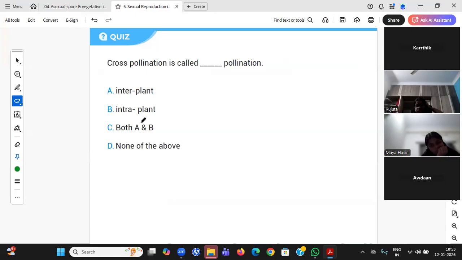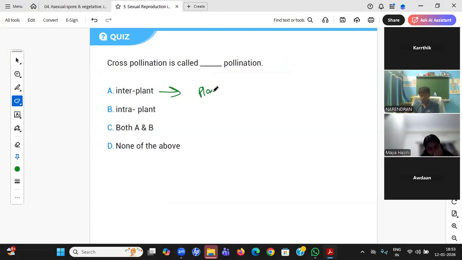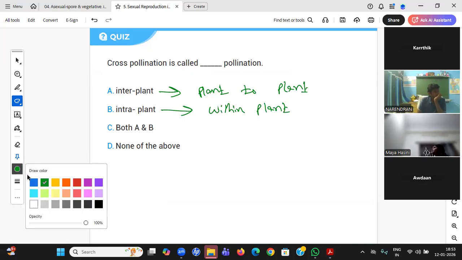Cross-pollination. Cross-pollination is called dash pollination. Very good, right answer, Megha. Narendran, Maya, right answer. Rujita, wrong answer. Okay, student, you just need to know the English meaning. Interplant means plant to plant. Intraplant means within plant. Now you give the answer, Rujita. Cross-pollination means.